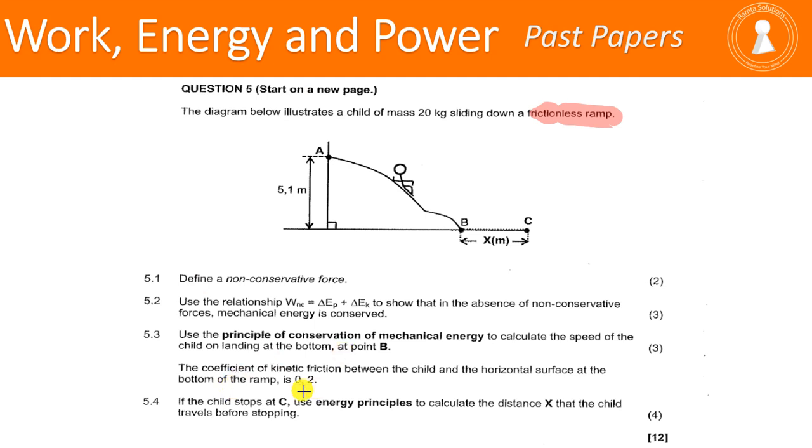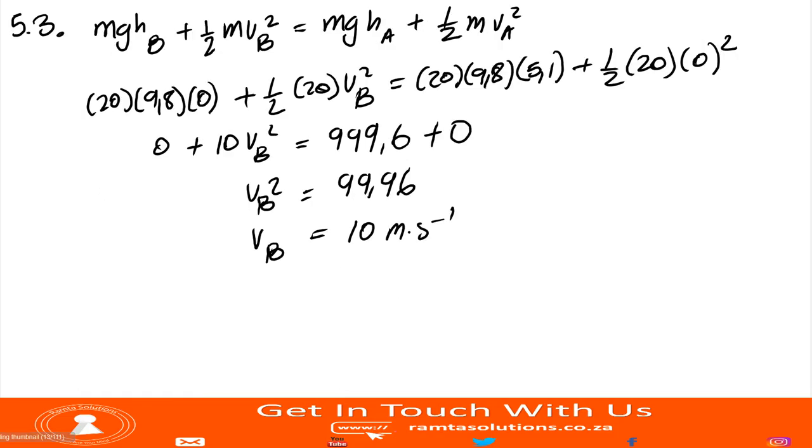Now, the coefficient of kinetic friction between the child and the horizontal surface at the bottom of the ramp is 0.2. If the child stops, I want you to highlight the word stops. When they say stop, it means final velocity is 0. So if the child stops at C, use energy principles to calculate the distance x that the child travels before stopping.